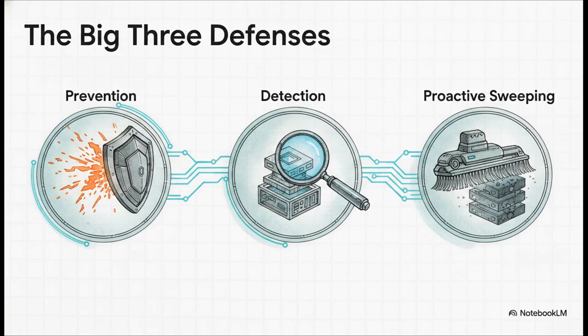So, how does it do it? ReFS relies on what we can call the big three lines of defense to build its armor. First up is prevention, which is handled by copy on write. Second is detection, our main focus today, driven by inline checksums. And third is proactive sweeping, powered by the scrubber. Let's explore these in order, acting as our mini-map for the rest of the explainer.